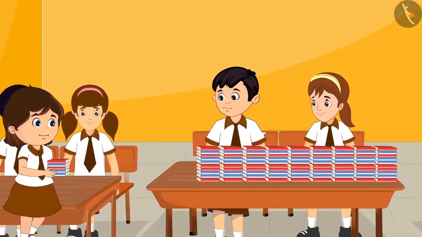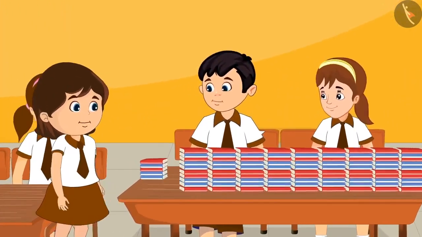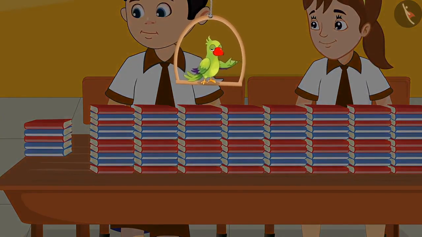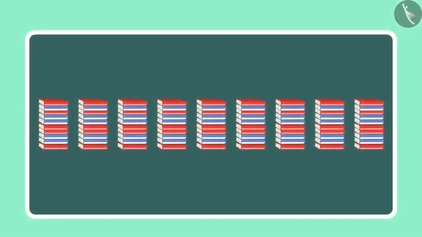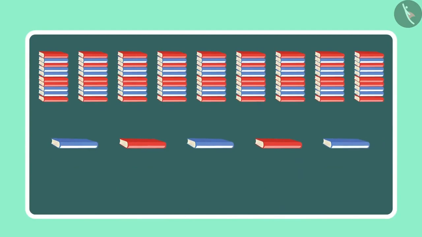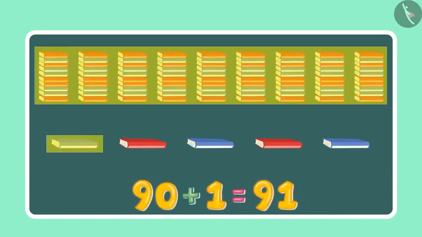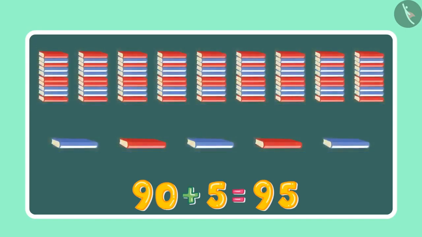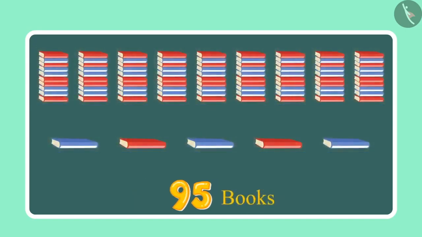After some time, Neha gave 5 more books to Choto and Aarti. So children, can you tell me how many books they have with them now? Come on, let us see. Initially they had 90 books and later they got 5 more books. So which makes it 91, 92, 93, 94, 95. So this means they have 95 books in total.